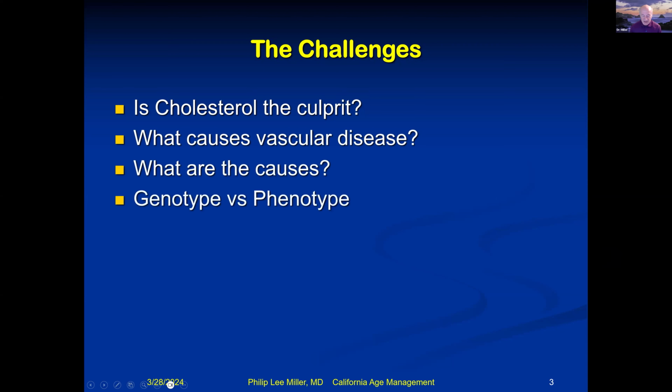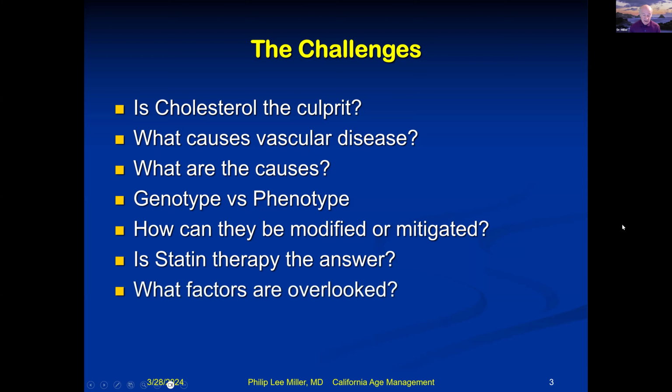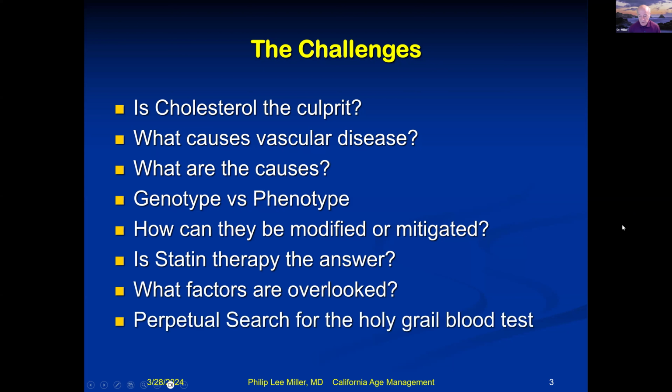You really need to know the difference between genotype and phenotype. So you can look at genetics, but it doesn't necessarily mean you will express that. We used to call that incomplete penetrance. How can this be modified? What we're going to address today is, is statin therapy the answer? What are the factors that are overlooked? And it seems like what we're always looking for, because it changes every 5 to 10 years, is the holy grail. What is the one test that we can use to determine your predictive value of developing any vascular or cardiovascular disease?